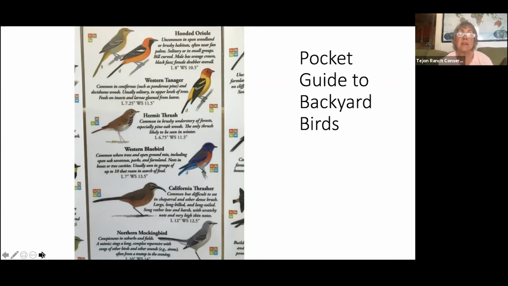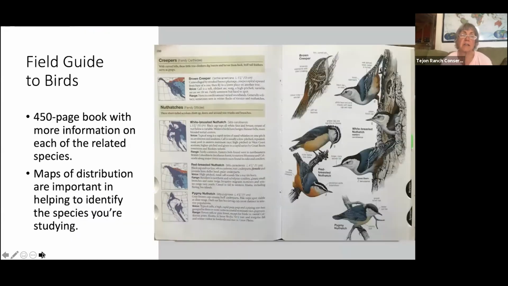But again, it has drawings of the birds and then the name of it, but it's very generalized. So if there are any subspecies, you're not going to see those in there. It's just a start. Here is a field guide that I do use, has 450 pages.